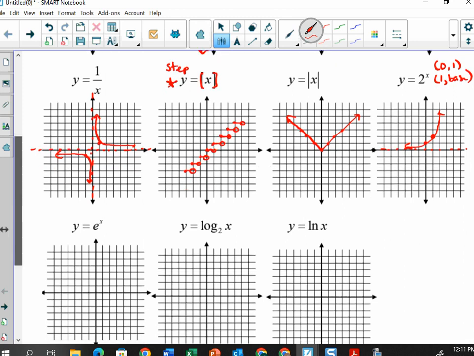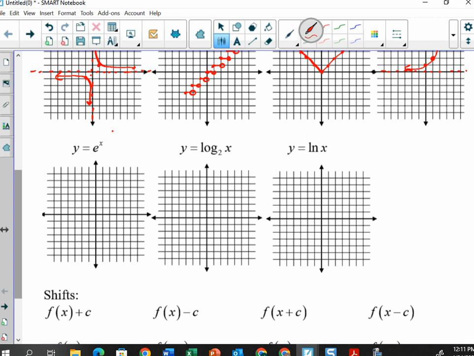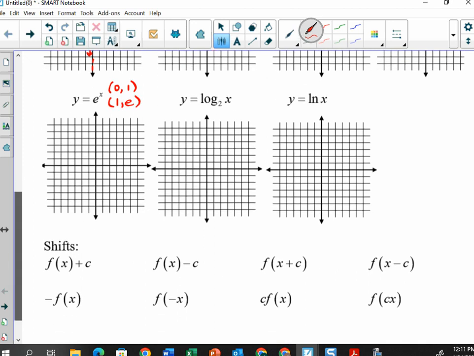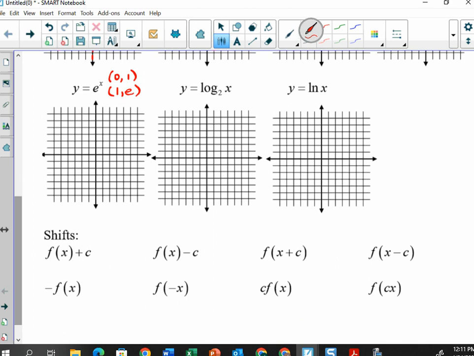All right, guys, so e to the x, same idea. You're going to use 0, 1, and then 1, the base. So the base is e. Well, what is e? What number is e? Well, natural log is a log with base e. They're connected. They're inverses of each other. But e is actually a number, like pi, we know 3.14, e 2.7-ish, okay?